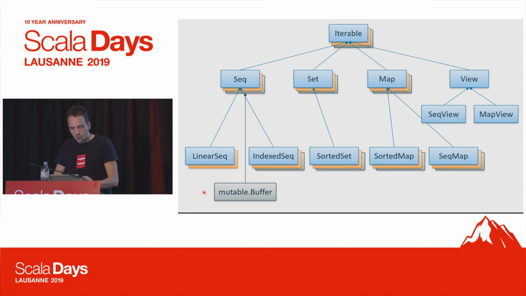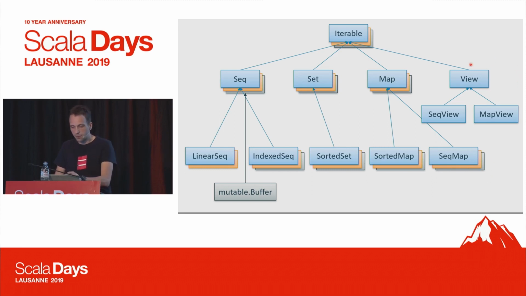Purely in the mutable universe, we also have mutable buffer, which is a seek that allows growing and shrinking. Then next to seek, we have both set and map. They are based on the standard equals and hashcode contract, and they are extended by sorted set and sorted map. These take an additional ordering constraint, and they keep their keys, or elements in case of a set, in this ordering. Map is further extended by seek map, which is a map that has a seek-like ordering for its keys, so they are by insertion order.